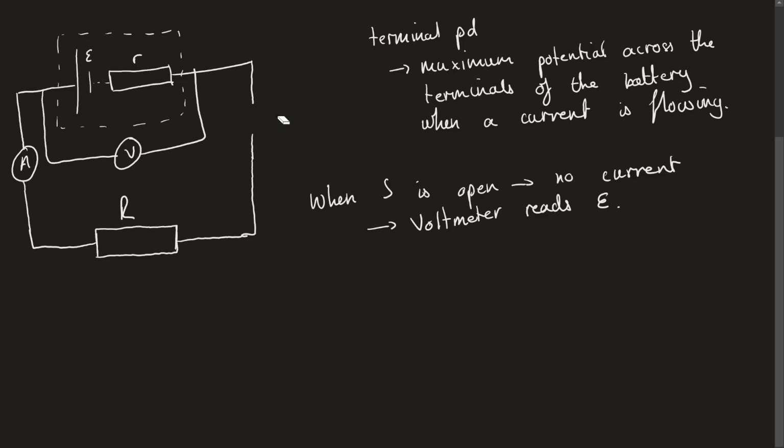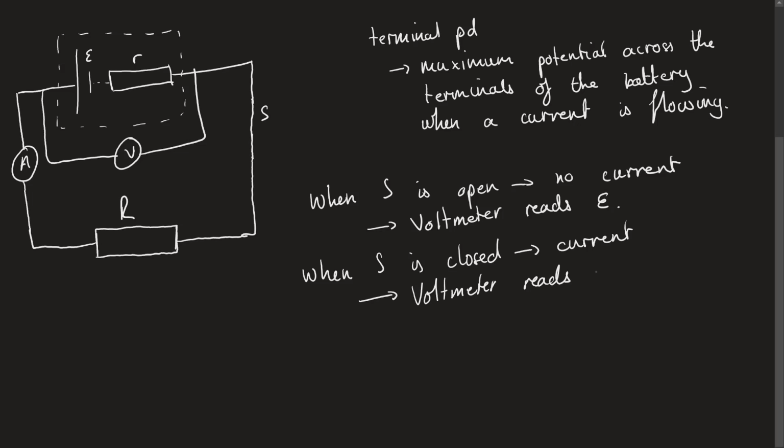However, if we then close switch S, so when S is closed, it means we will have a current flowing. And therefore, what we're going to measure the maximum of when we have a current flowing is going to be called the terminal PD. So the voltmeter reads what we're going to call V, the terminal PD. Now this whole setup will be a required practical. So it will be something that you will have to measure. Measuring the internal resistance of a battery is something you will have to do.